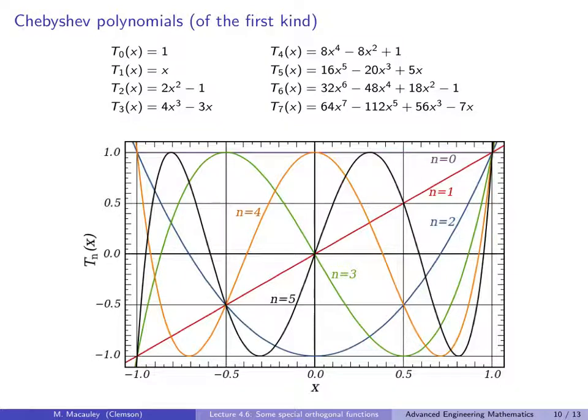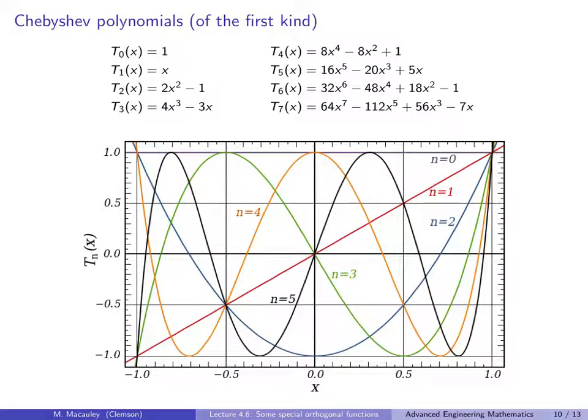Here's a picture of the Chebyshev polynomials. I should say these are of the first kind. If you Google them, you will get Chebyshev polynomials of the second kind as well, sort of like Bessel's equation. There's of the first kind and of the second kind, and they satisfy different ODEs, and they're related to each other. I encourage you to Google this and look into it. So the first ones are 1, x, 2x squared minus 1, 4x cubed minus 3x, and so on. Here's the first 8 of them. And here's what the first 6 of them look like.